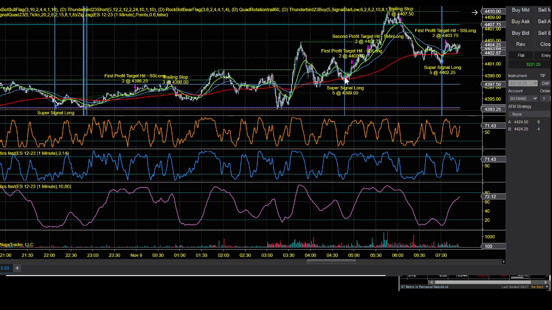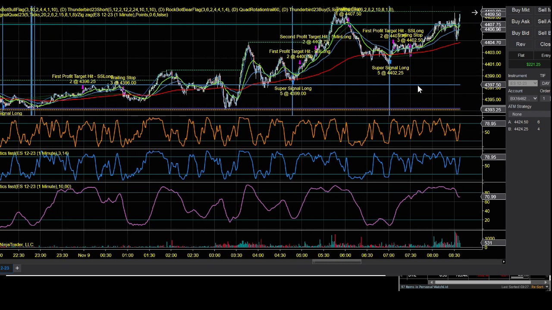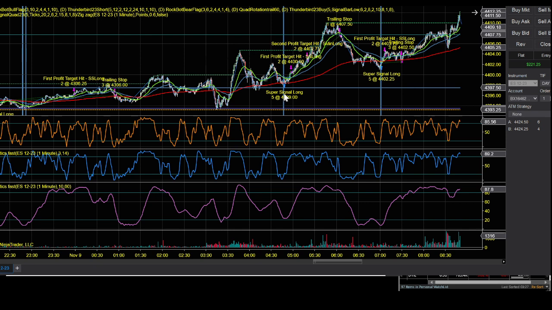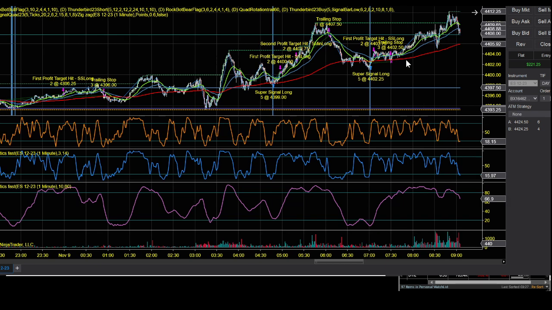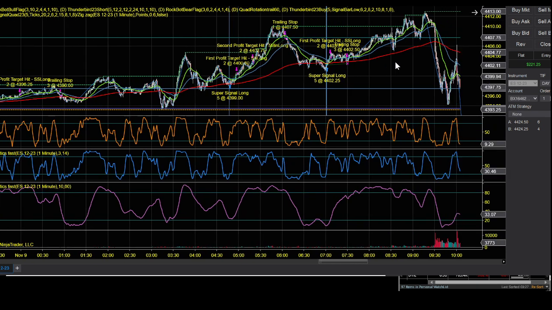You'll notice that lots of times you'll get the biggest moves off the super signal. The super signal is defined by a blue line also. It kind of makes it easier to identify on a chart. Look at that, all the way from there, all the way up to there. Again, the pullback was probably a little too much, so it had a trailing stop in there. Super signal long.